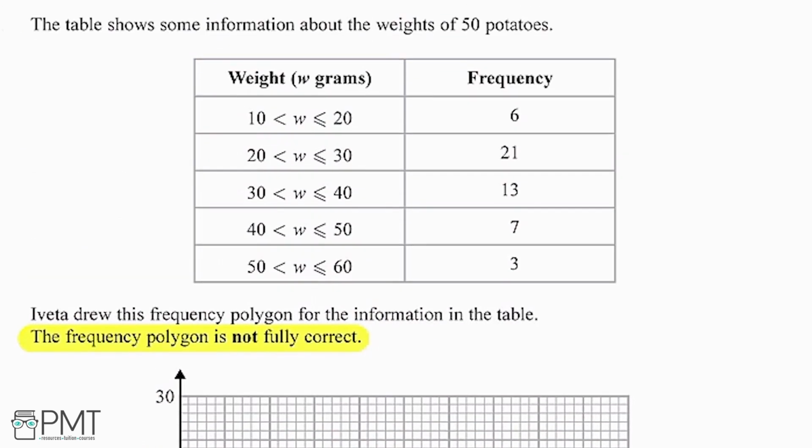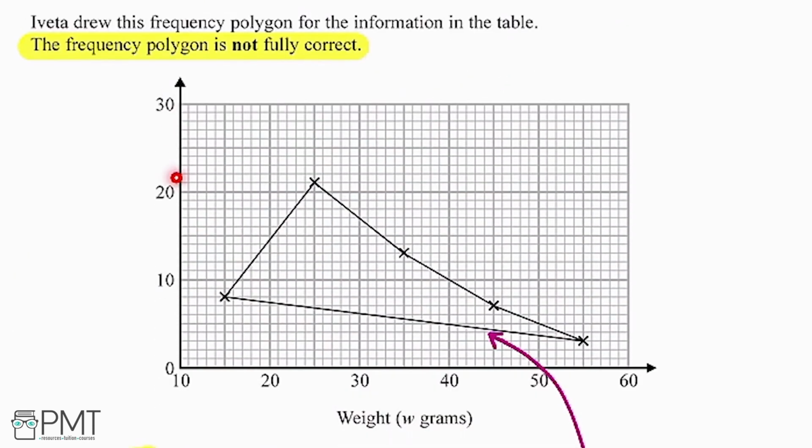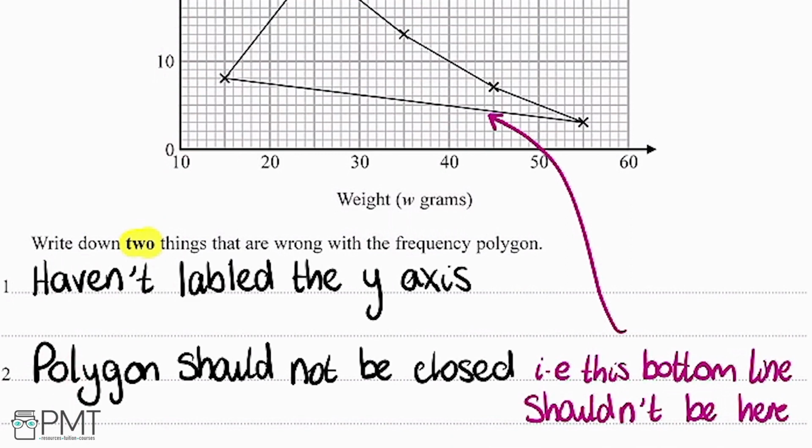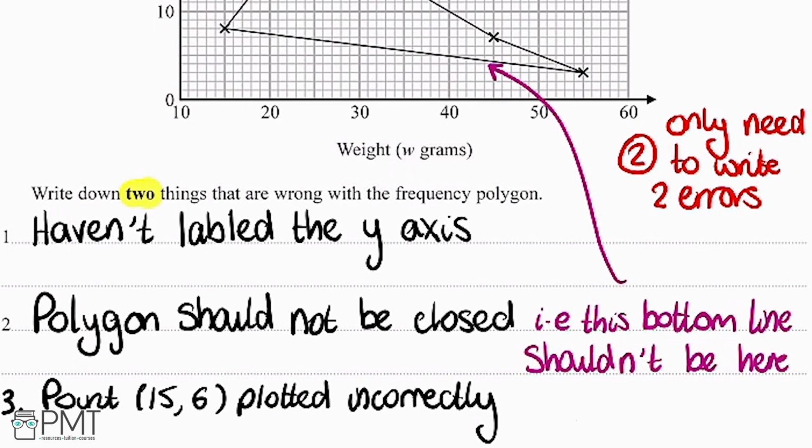Because if we look up the table, the frequency is 6. However, on the y-axis here where the frequency is plotted, 6 would be here. So we've actually plotted 8 as a frequency, so that'd be incorrect. So you could replace one of these two saying the first point 15.6 has been plotted incorrectly. Cool, so to get the 2 marks, you only need to write 2 out of the 3 errors here.